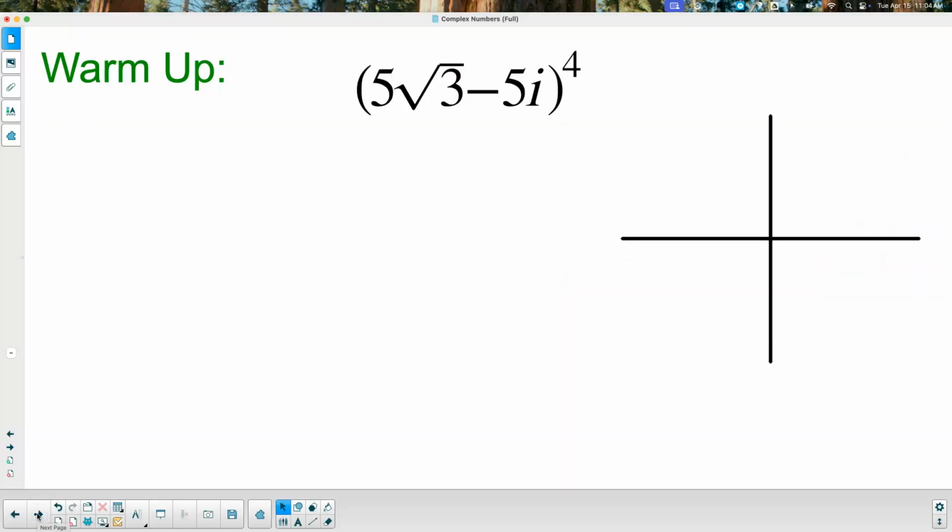Let's get going here. Let's do a little warm up here. I want you to find me what 5 square roots of 3 minus 5i to the 4th power is. Go for it.